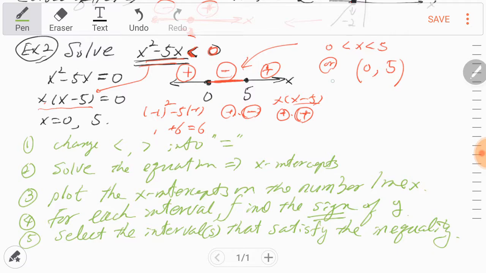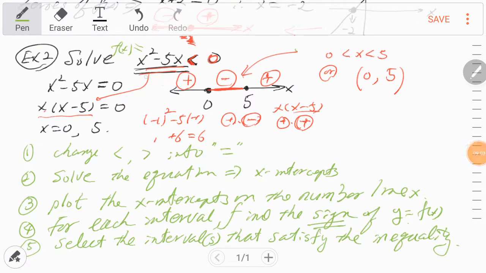So plus, minus, plus. We are looking for where the function is less than or equal to 0. So find the interval where the sign of y is negative. So that is the solution. So we're going to set this one as what? f of x. Okay, so set this expression equal to f of x, y equals something.